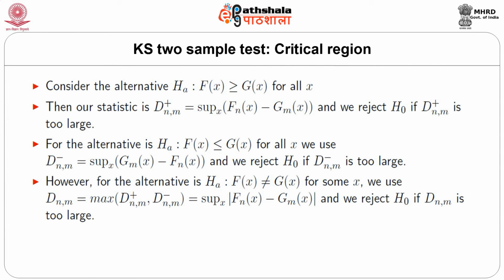Now, we shall give the critical region for the Kolmogorov-Smirnov test. Consider the alternative F(x) ≥ G(x) for all x. Then our statistic is Dnm plus, which is defined as supremum over x of Fn(x) minus Gm(x), and we reject H naught if Dnm plus is too large. Similarly, for other alternatives we can get similar types of tests.